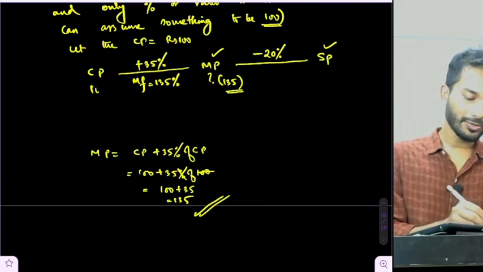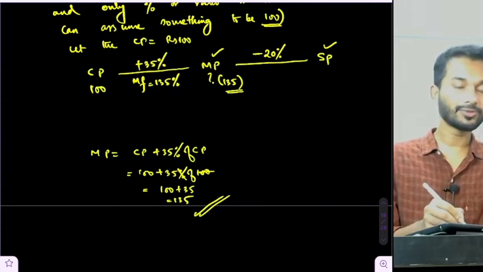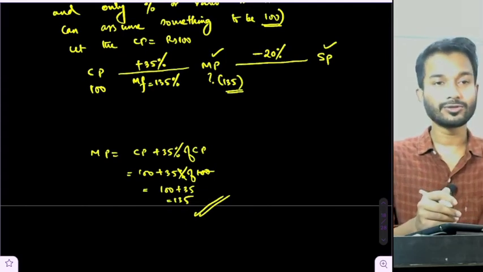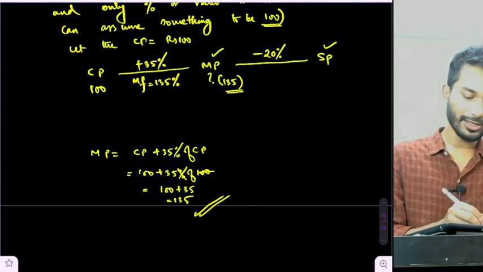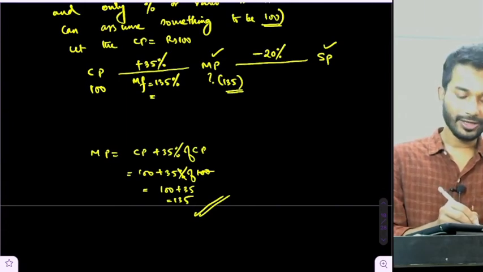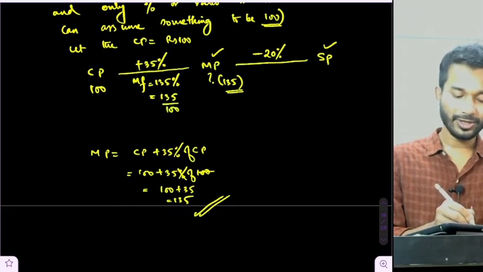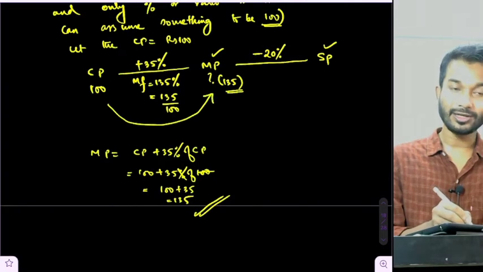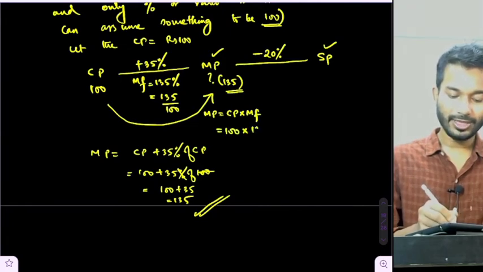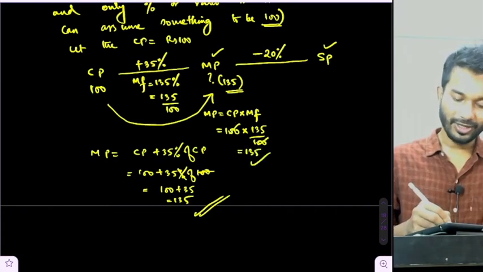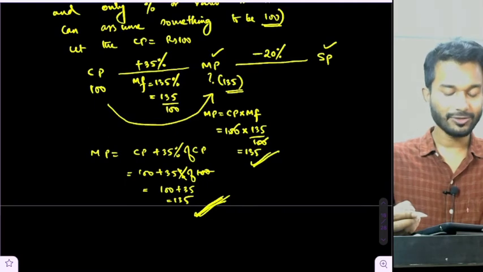If you understood, then you can solve it this way also. Our cost price, we are assuming 100 rupees. The mark price will come out to be 135 rupees. How? Because he marks his goods 35% above the cost price. If you have not understood, you can apply this logic. We find the multiplication factor, which will be 135 by 100. We have to go in the forward direction to find the mark price. So mark price will be cost price into multiplication factor. Cost price is 100, multiplication factor is 135 by 100. Cancel out, and you are getting 135. Whether you find it by this method or this method, the answer will be the same.